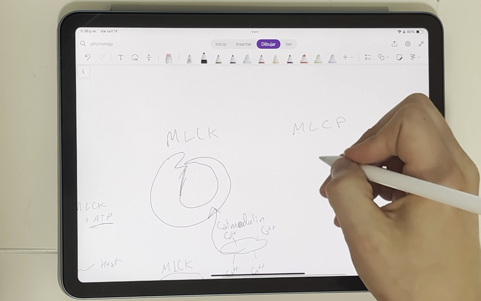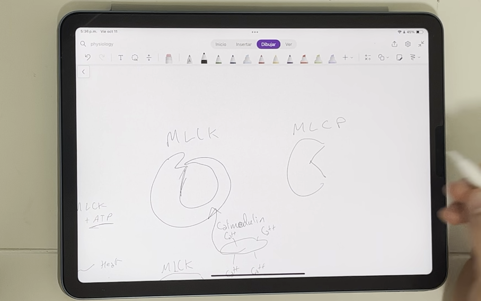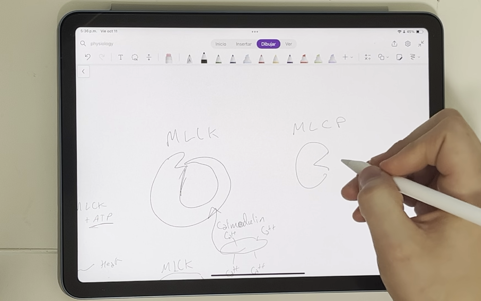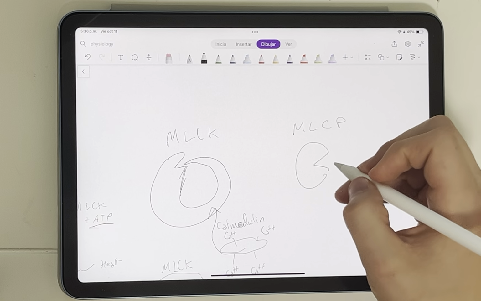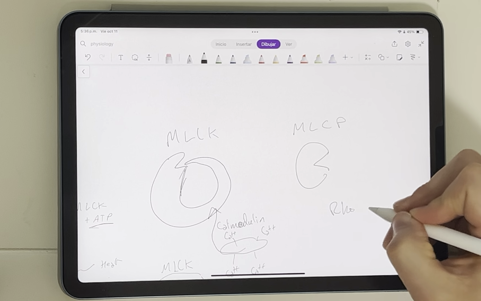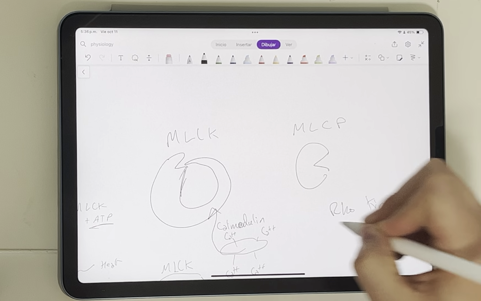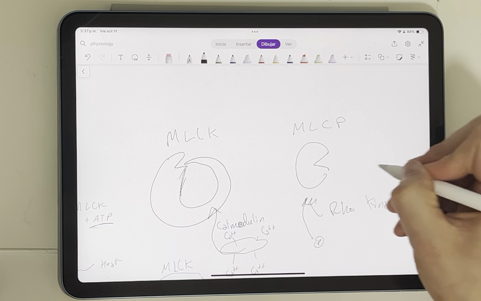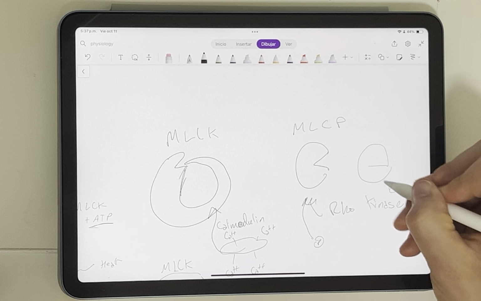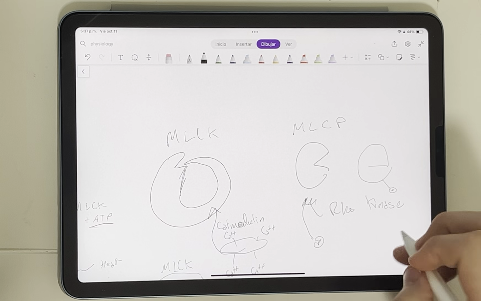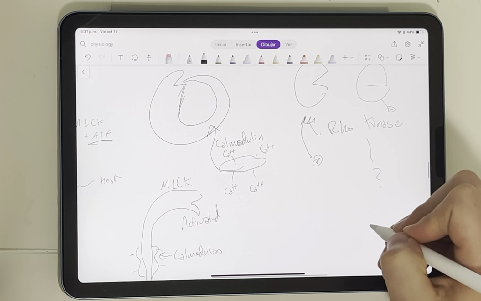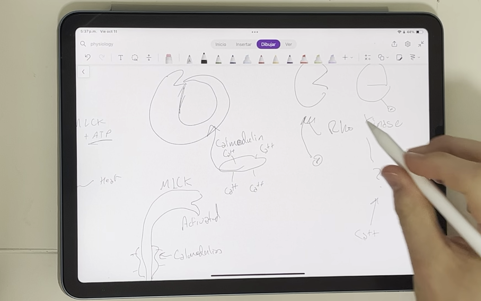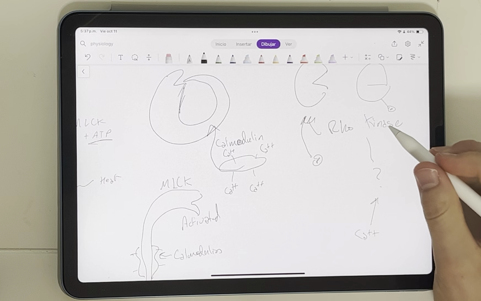For our MLCP, we're mostly worried about deactivating it. We'll call it Pac-Man. So it's going to go and eat those phosphate links, right? So we can add rho kinase. And rho kinase is going to add a phosphate here with ATP, which is going to cause it to be closed, which means it's not going to work. Rho kinase is signaled by something we don't know, which is signaled by calcium. So when calcium increases, it's going to turn off these rho kinases and enable the cell to undergo tonic.